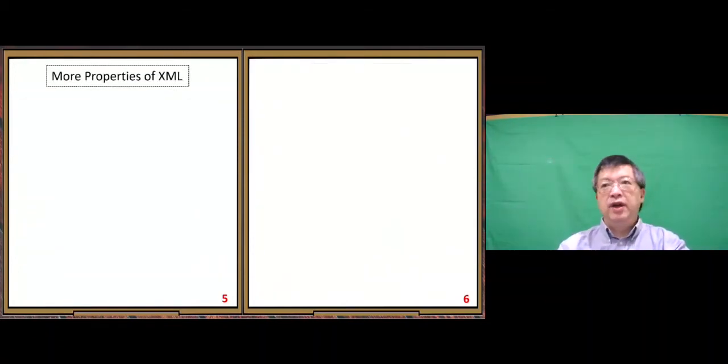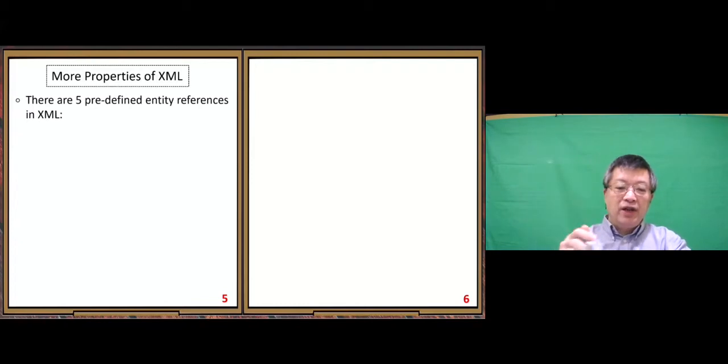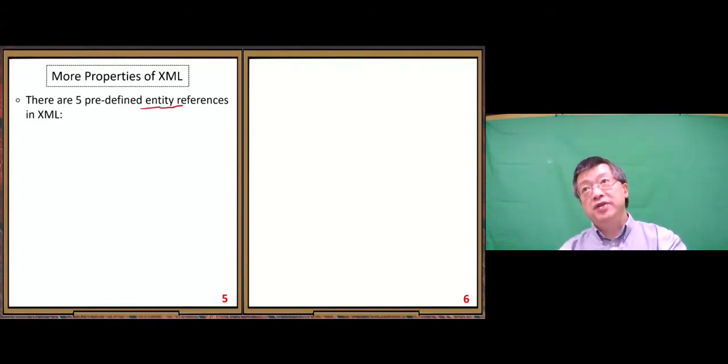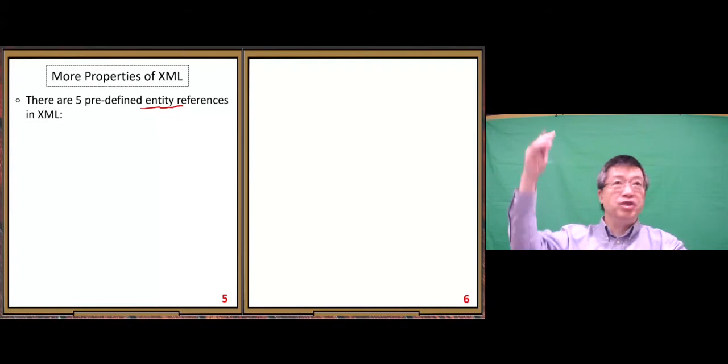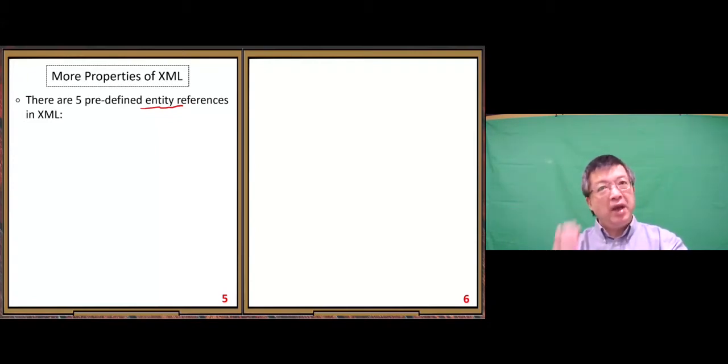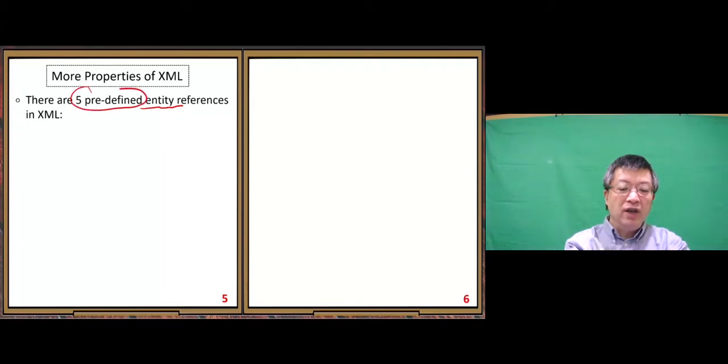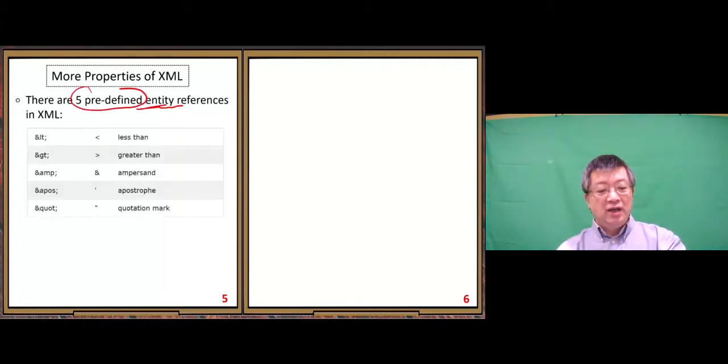More properties of XML. All right. First, let's look at the XML entities. HTML entities, we know HTML entities, right? There are a large number of HTML entities. I don't know how many, just based on my impression, hundreds of HTML entities. But in XML, only 5 predefined entities. These entities are the same as those in HTML. That means we use the same HTML entities corresponding to these 5 symbols.